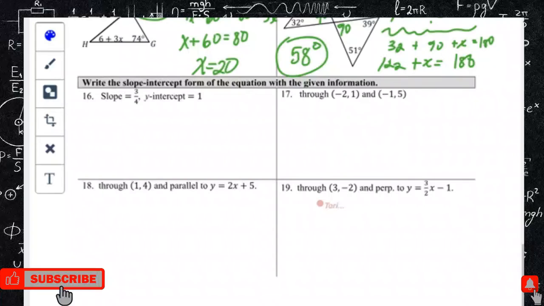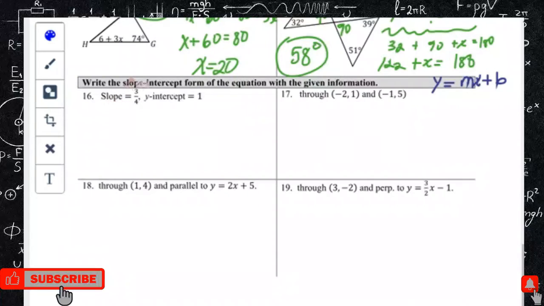And here is a very strong algebra connection. Still talking about parallel and perpendicular lines, which is what this whole chapter was about. But here you're writing the equations of lines, which is something you definitely saw in Algebra 1. So it says write the slope-intercept form, and that is going to be y equals mx plus b, a formula for slope-intercept form. And we'll use that to write these equations.